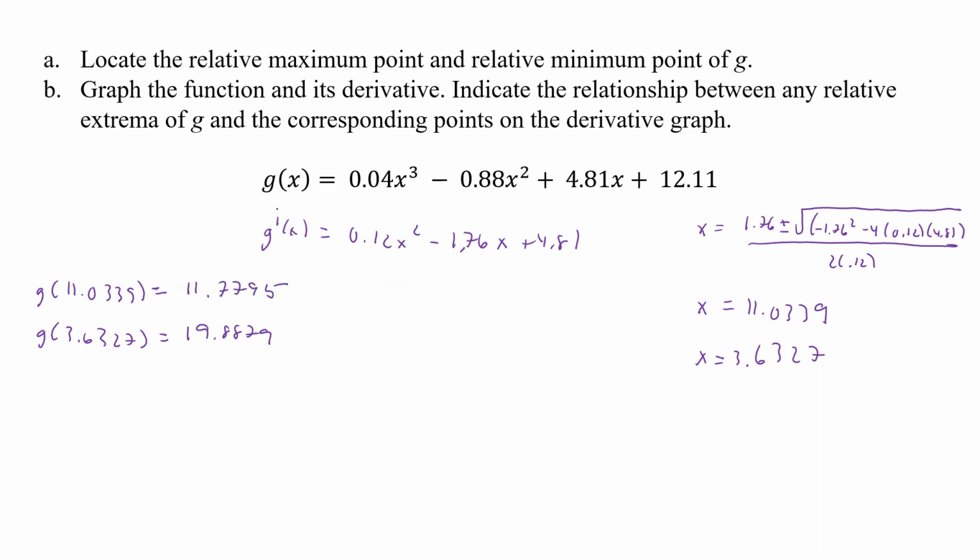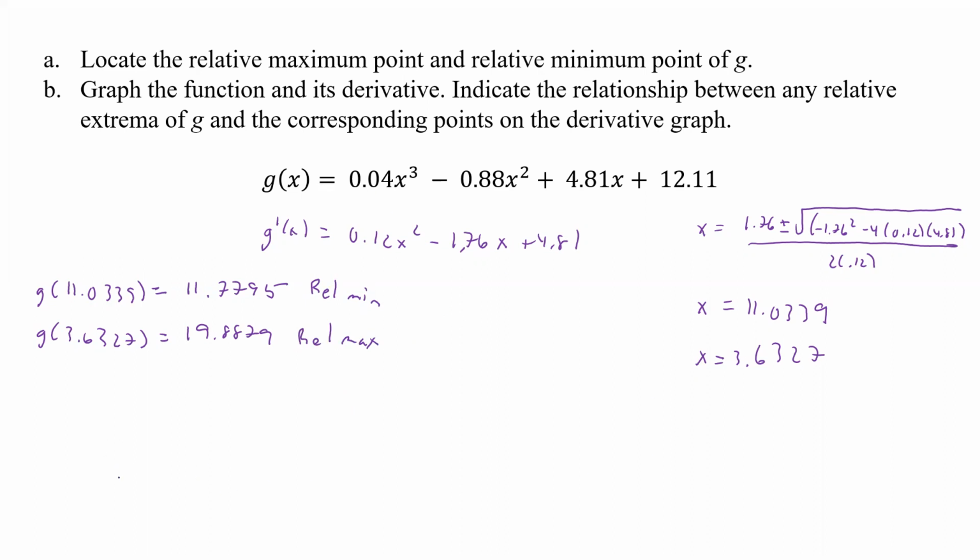Now I plug in the other one, and 11 is going to give us 11.7795. Okay, so if we know one's the max and one's a min, well, our height here is going to tell us that. So this has to be a relative min, and this one has to be the relative max.